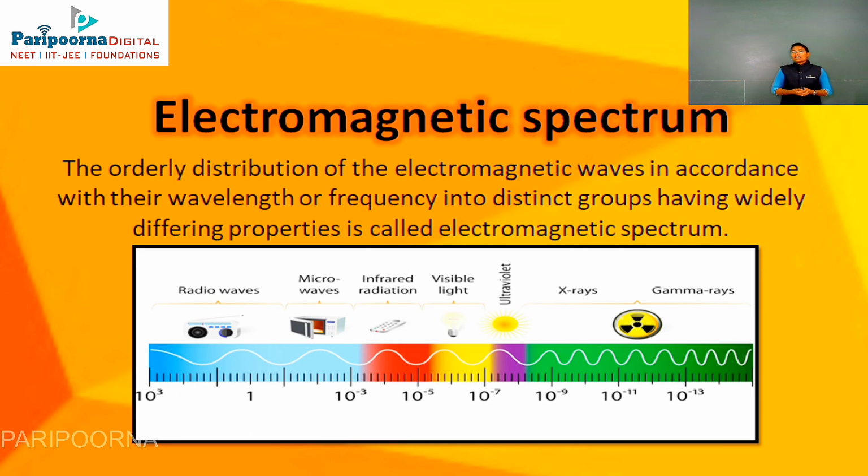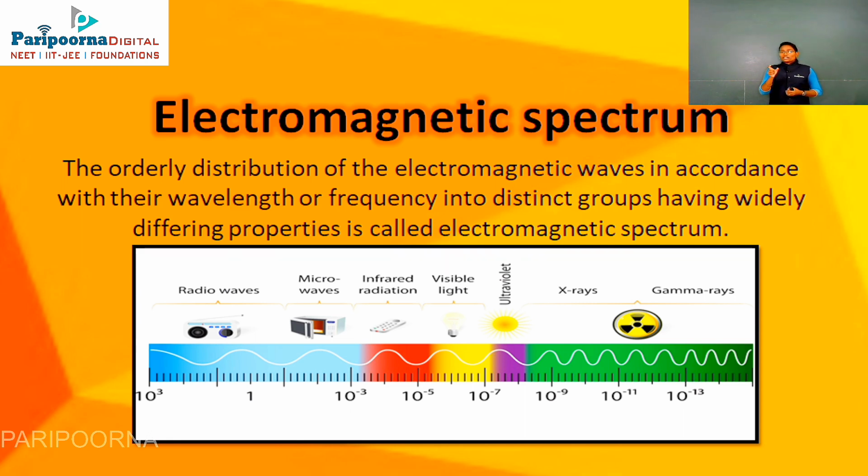So here comes the electromagnetic spectrum. Here you can see different colors now. The orderly distribution of the electromagnetic waves in accordance with their wavelength or frequency into distinct groups having widely differing properties, where each wavelength or frequency has different properties, is called the electromagnetic spectrum.